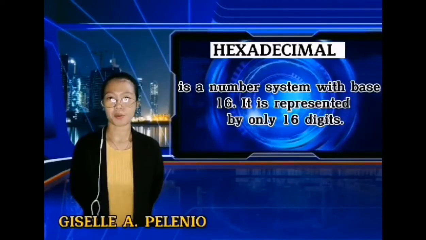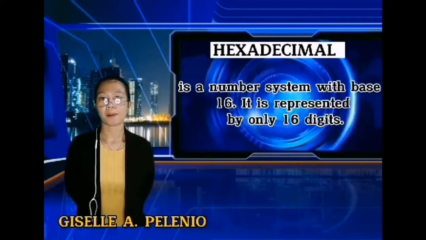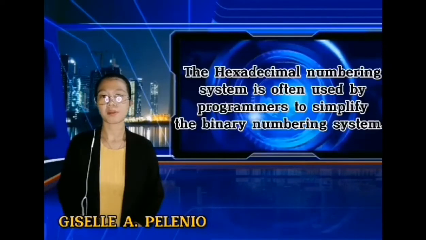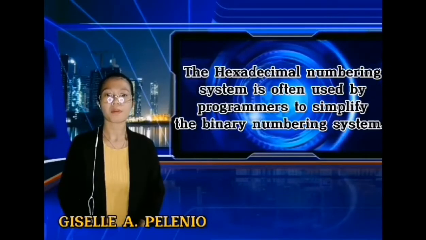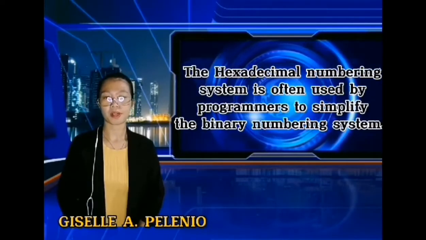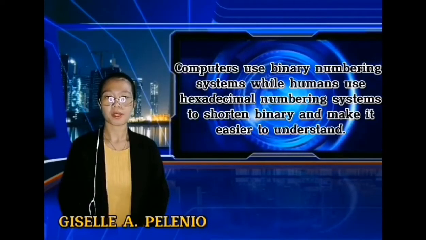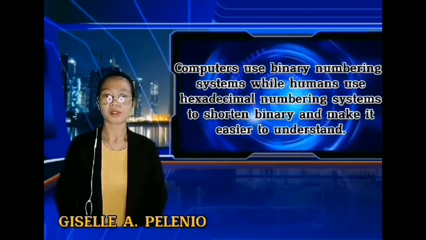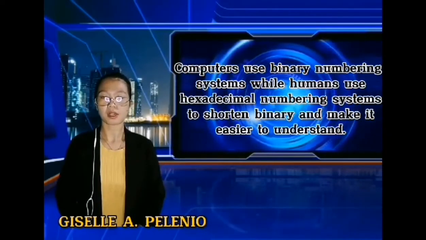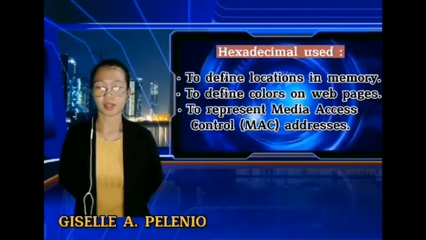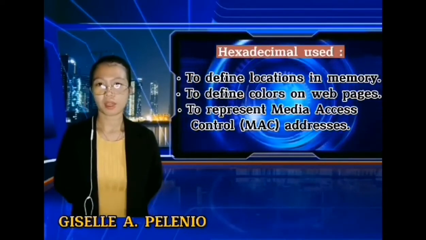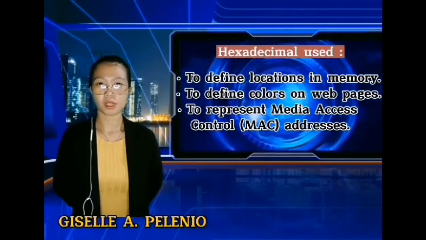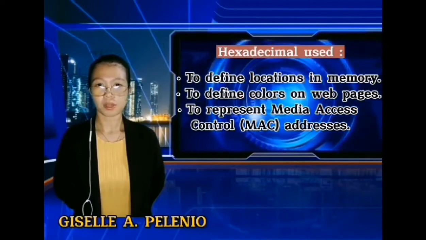Hexadecimal is a number system with base 16. It is represented by only 16 digits or values. The hexadecimal numbering system is often used by programmers to simplify the binary numbering system. Computers use binary numbering, while humans use the hexadecimal numbering system to shorten the binary and make it easier to understand. It is used in the following: first, to define locations in memory. Hexadecimal can characterize every byte with only 2 hexadecimal digits, compared to 8 digits when using binary.